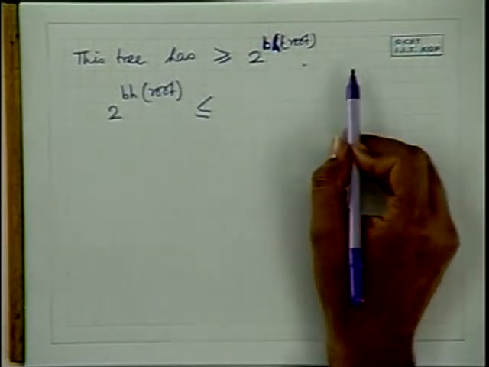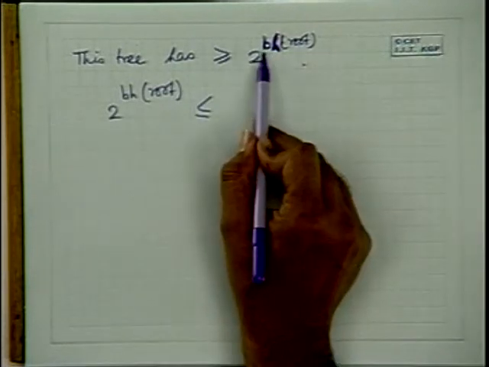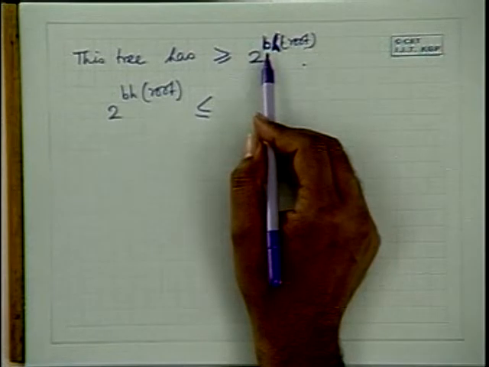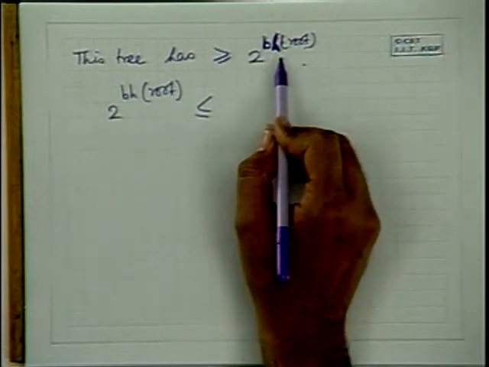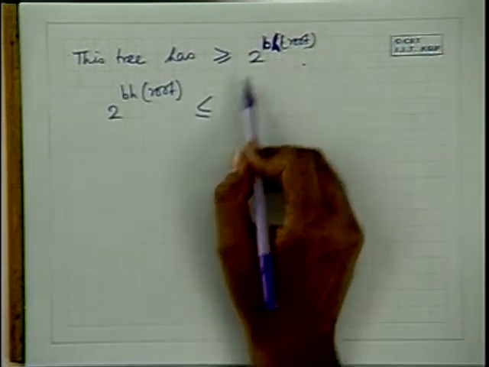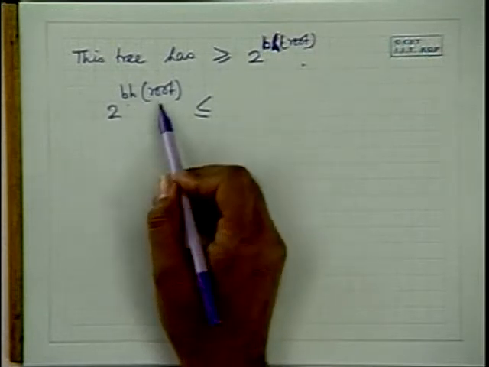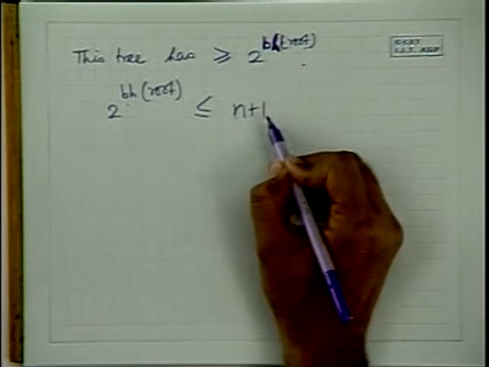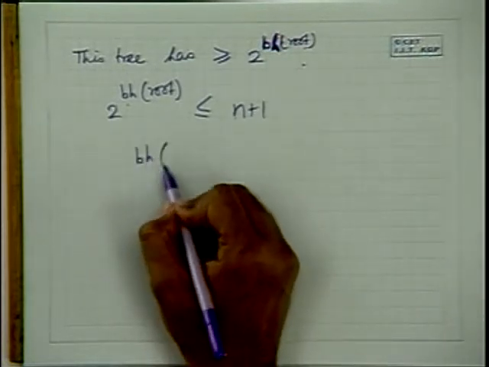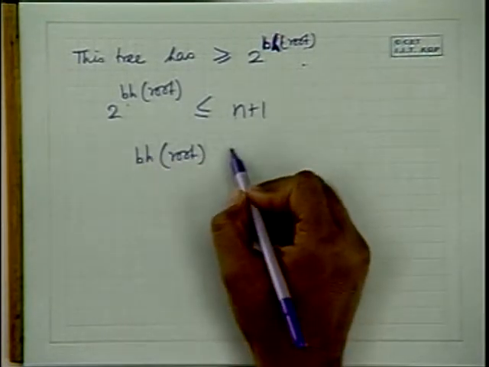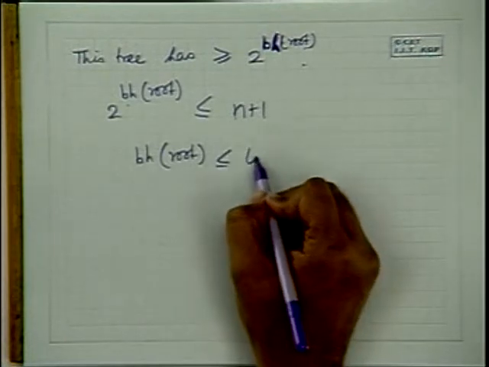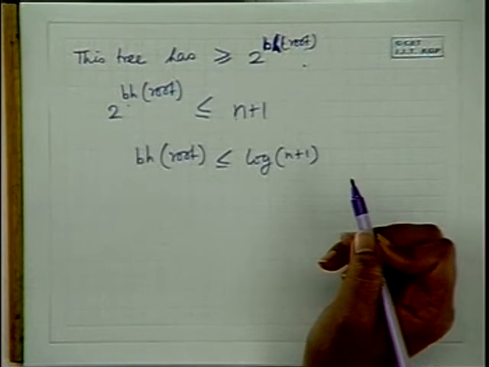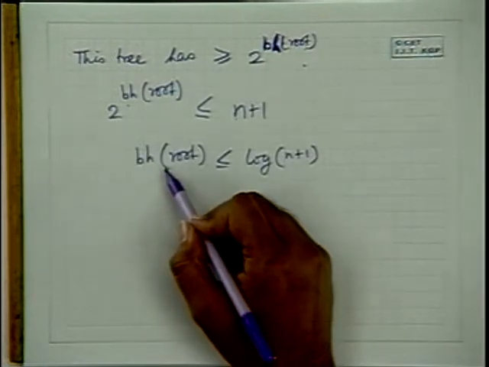Or you can argue about the leaves. How many leaves does it have? Actually, this 2 to the power BH of root is the number of leaves at least. At least this many leaves are present in this tree. And this 2 to the power BH of root must be less than or equal to n plus 1. And that immediately gives BH of root is less than or equal to log of n plus 1. Now, this is the black height of the original tree.